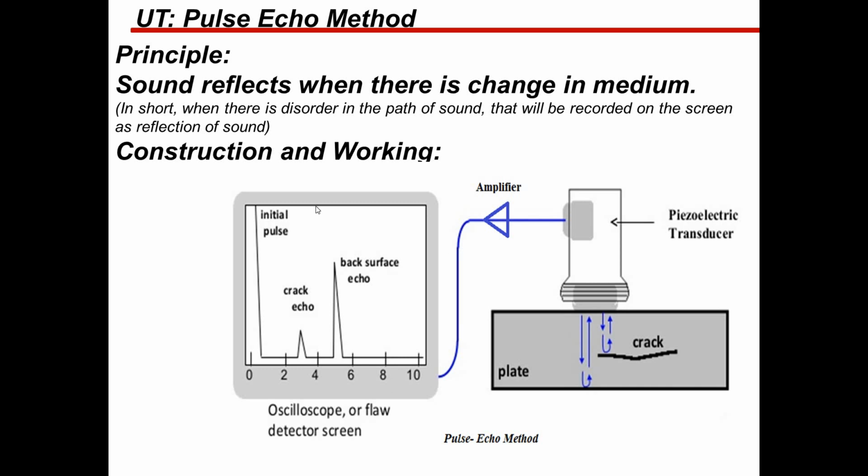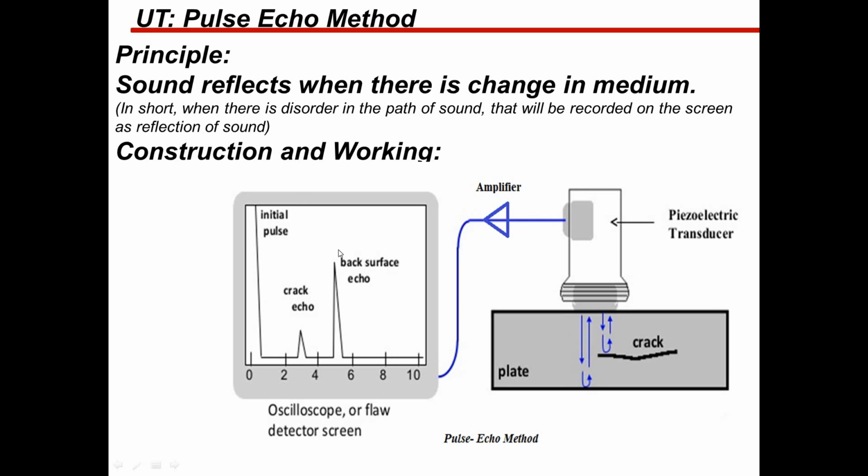The basic principle of ultrasonic testing is nothing but that a sound reflects when there is a change in medium. In short, when there is a disorder in the path of sound, meaning a change in medium, that will be recorded on the screen as a reflected sound. So disorder can be recorded as a reflection of sound on the screen.